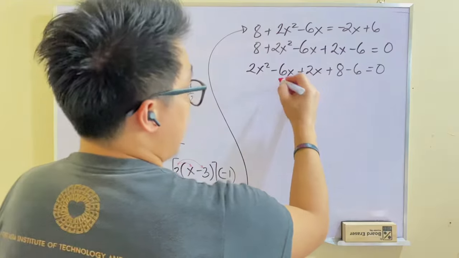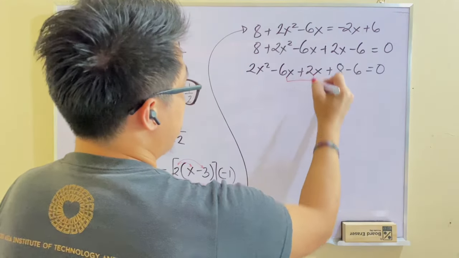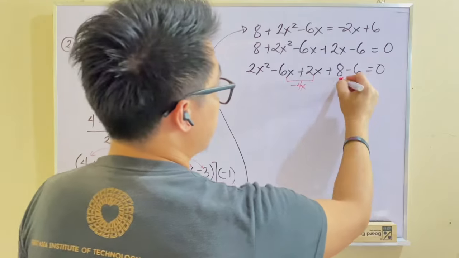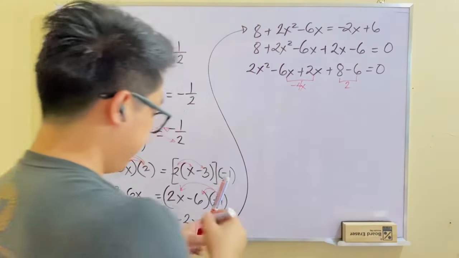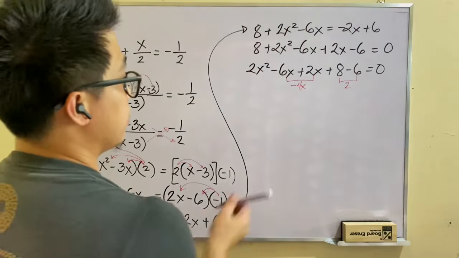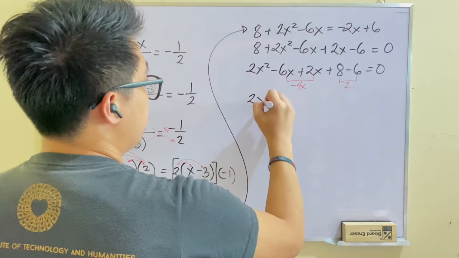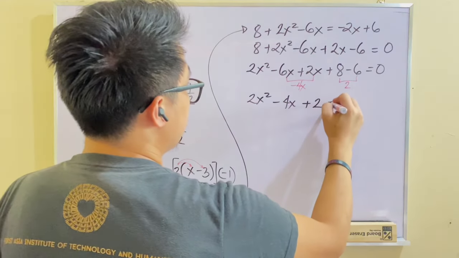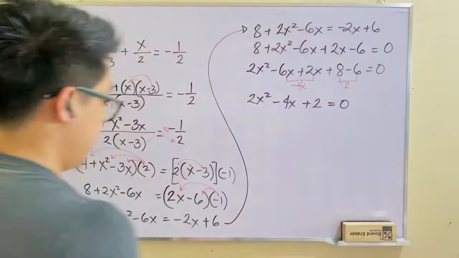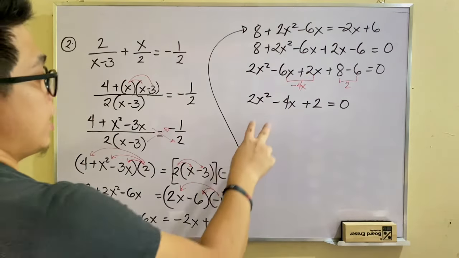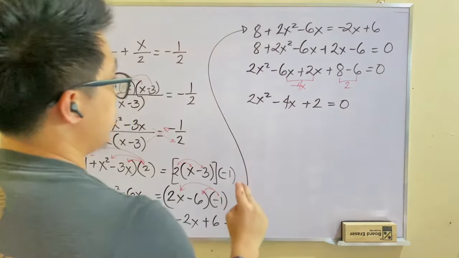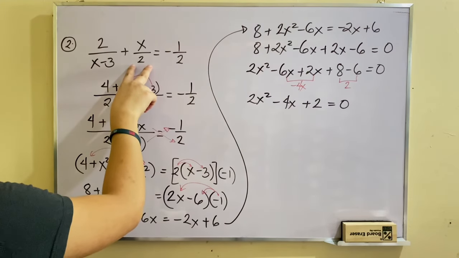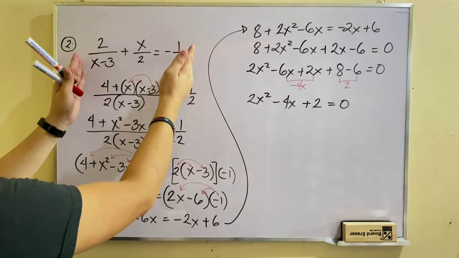Negative 6x plus 2x is negative 4x. And 8 minus 6 is 2. So, ang makukuha nating sagot is 2x squared minus 4x plus 2 is equal to 0. Therefore, ito yung ating quadratic equation which is equivalent from our rational algebraic equation given in this form.